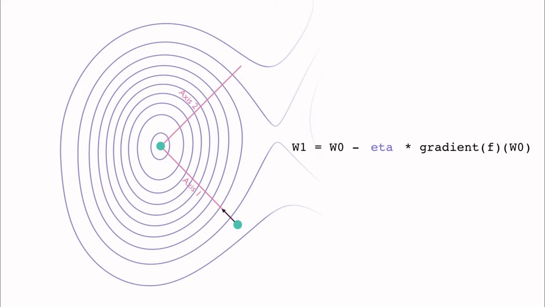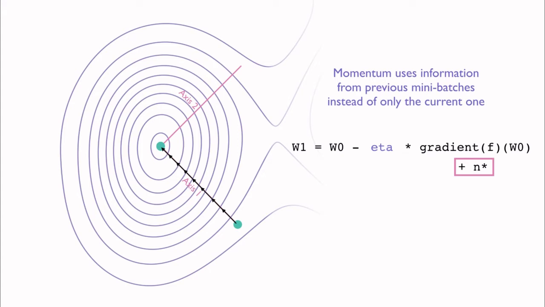Momentum tries to streamline the path to the minimum by using these averages. That means it doesn't just take the gradient of the current value W0, but it also uses information from previous gradients. Not only that, but the values are exponentially weighted averages that give greater emphasis to recent values than distant values. In the end, this means that momentum uses information from previous mini batches instead of only the current one.